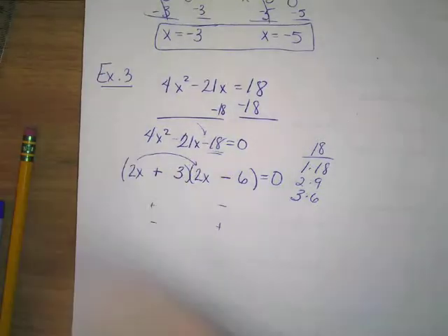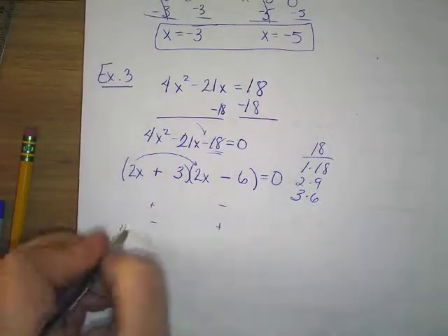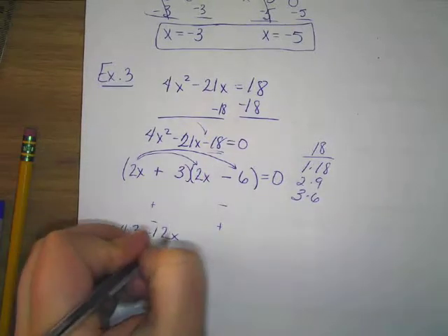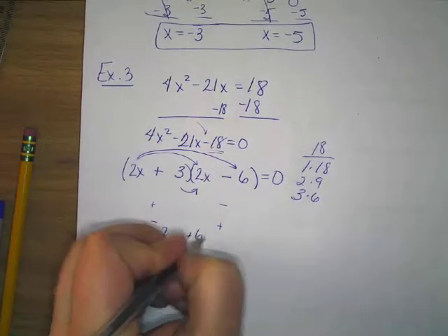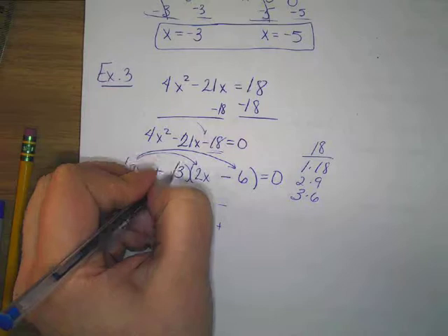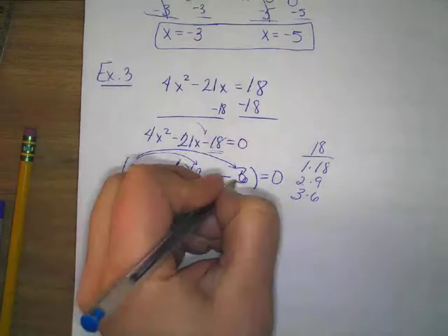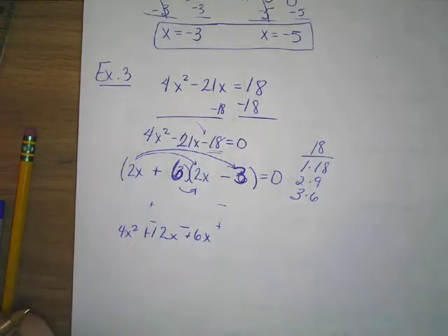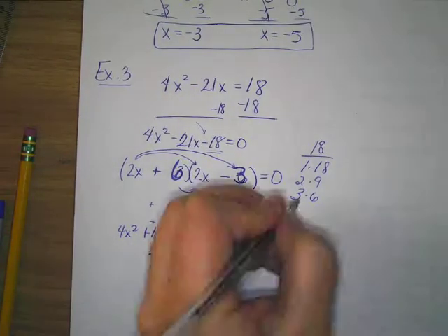So 2x times 2x? What's that give me? Minus 12x? That's plus 6x. Is that going to work? Not going to work. So switch them? Yeah. So make this a 6 and this a 3? That just makes it a minus 6 and a plus 12. Okay, so that didn't work.